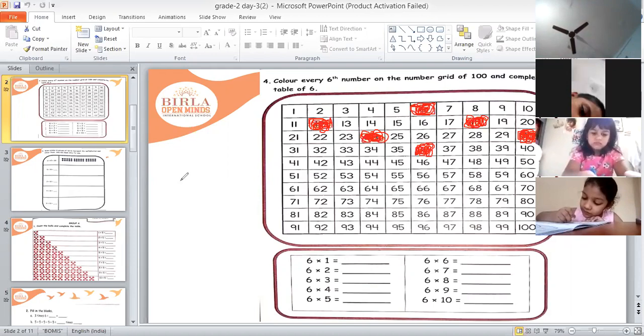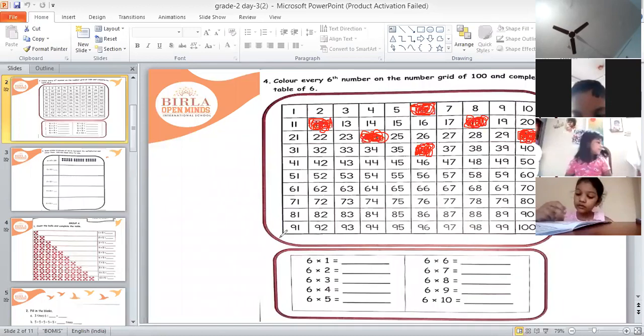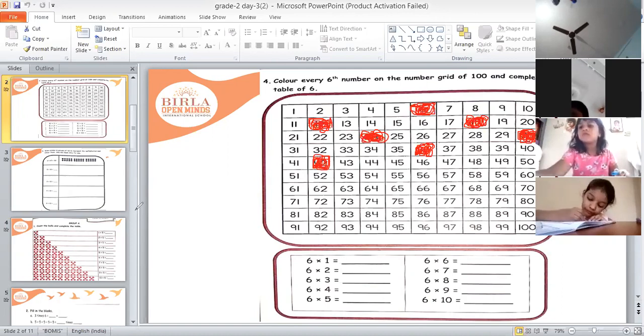AVK Ganesh, after 36, next number. Tell me the sixth number after 36. Count 6 numbers and then tell. 42. Okay, that's correct. So we will color number 42. Ashwita Nalla, unmute yourself and tell me the next number after 42.